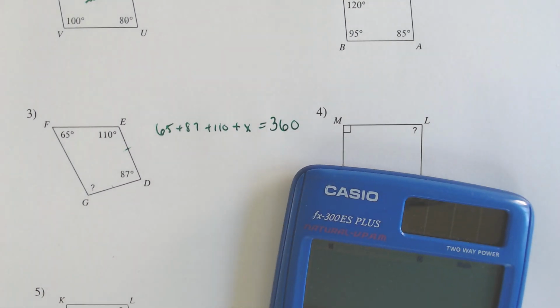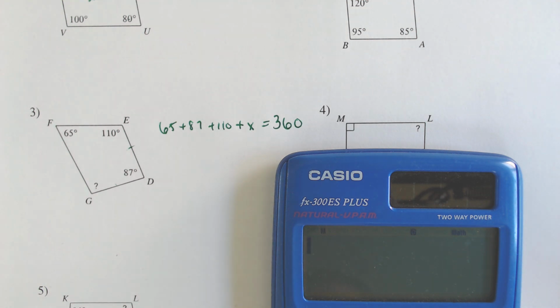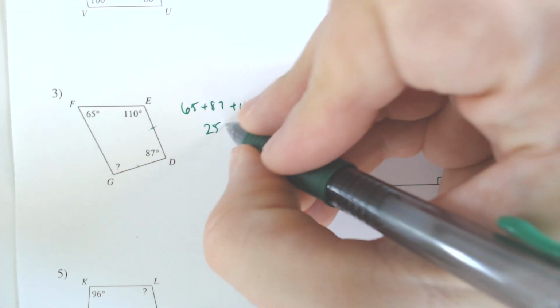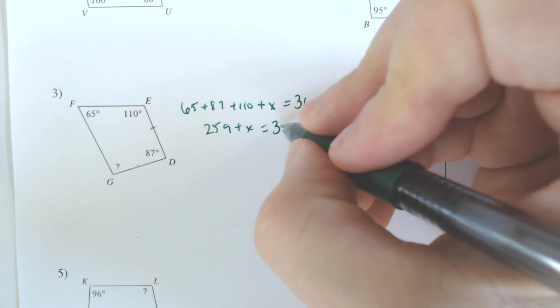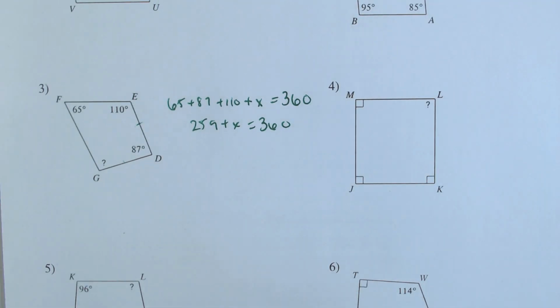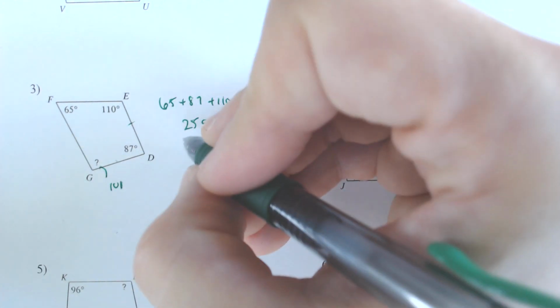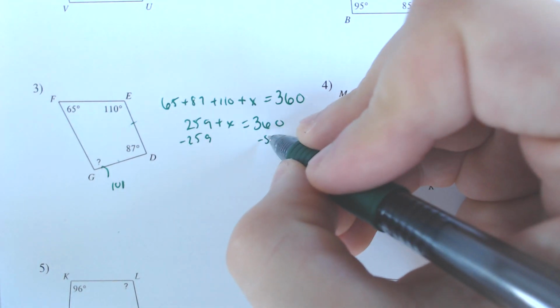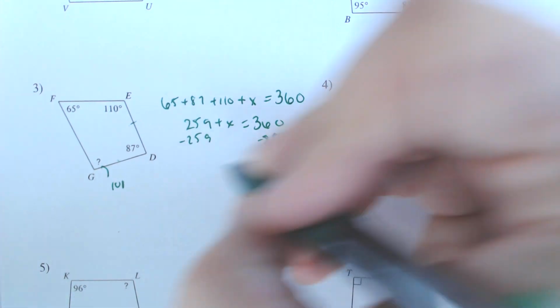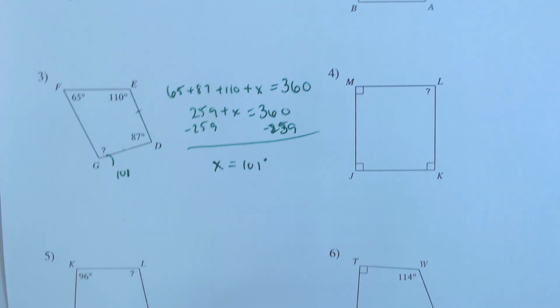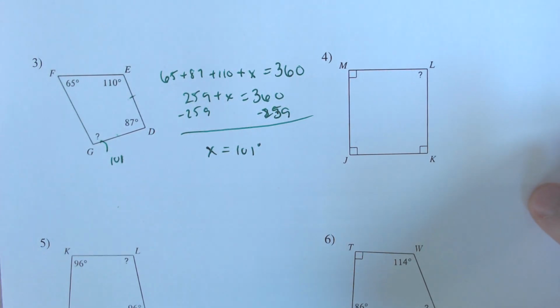And if you do that, you combine all your like terms. We would add up the 65, and the 87, and the 110, and you get 259 plus that missing angle is equal to 360. So when we subtract the 259 from 360, you end up with an angle of 101. Whew, that's some bad handwriting. 101 degrees. All right? And they don't get much harder after that, everybody.